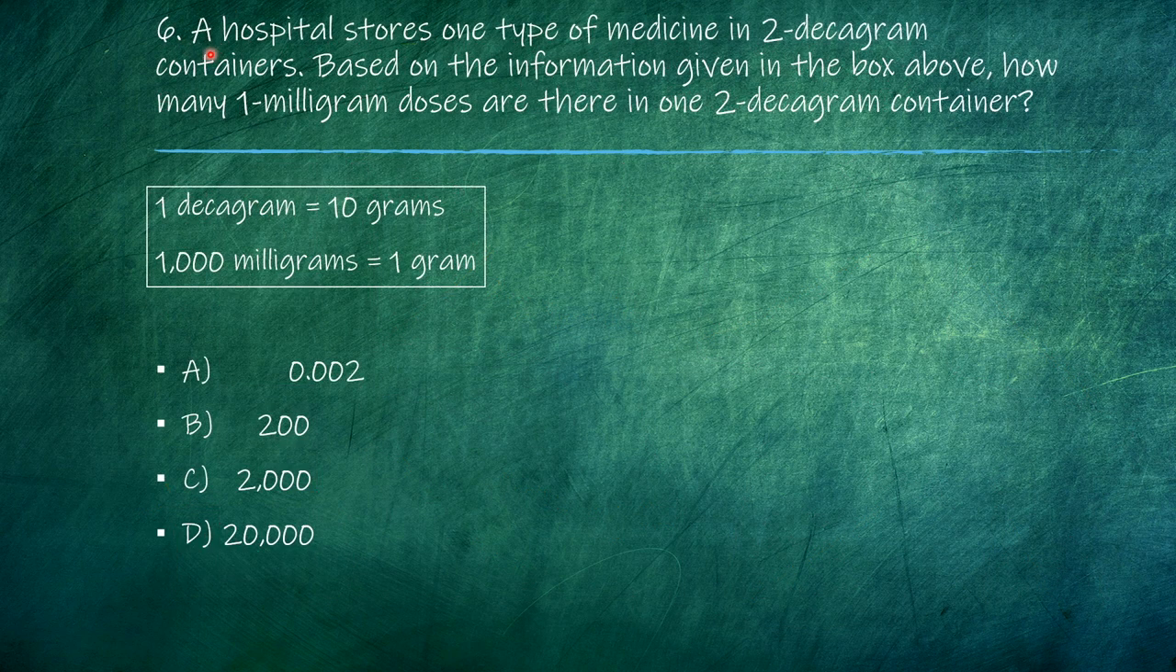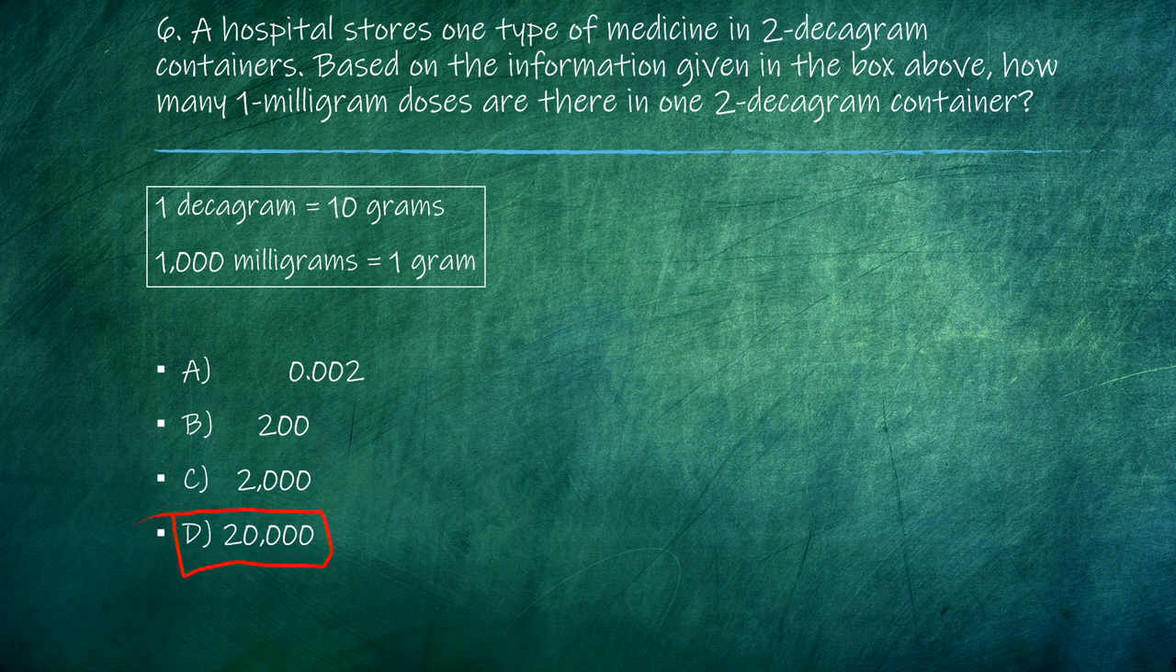Question 6. A hospital stores one type of medicine in 2 decagram containers. Based on the information given in the box above, how many 1 milligram doses are in one 2 decagram container? Go ahead, pause the video and try the question yourself. The answer is D.